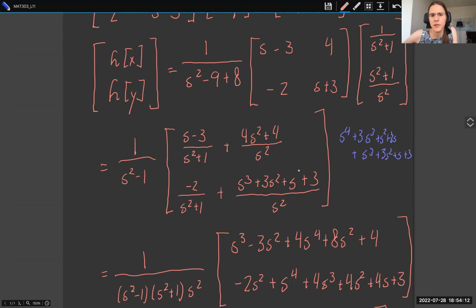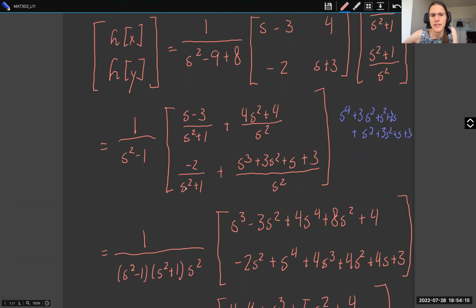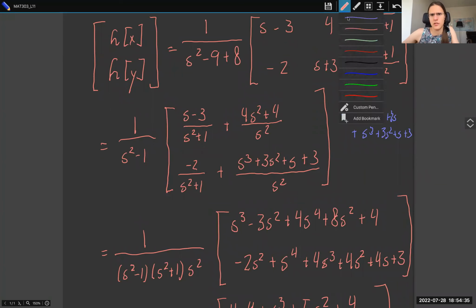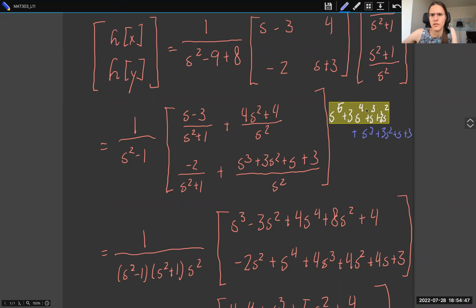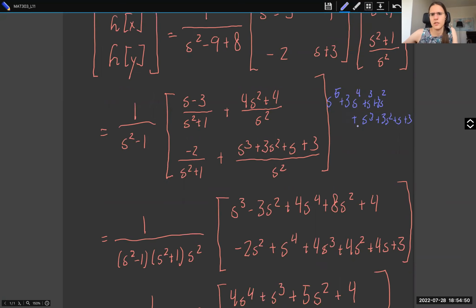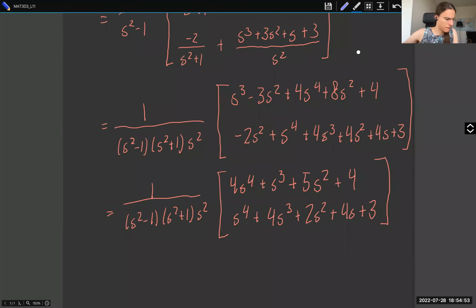If we multiply these out, we get 3s here. And then if we multiply this by s squared plus 1. Oh, I see. It's s squared, so actually this shift is different. This changes a 3 to a 5. Yeah, so it's actually s to the 5th.